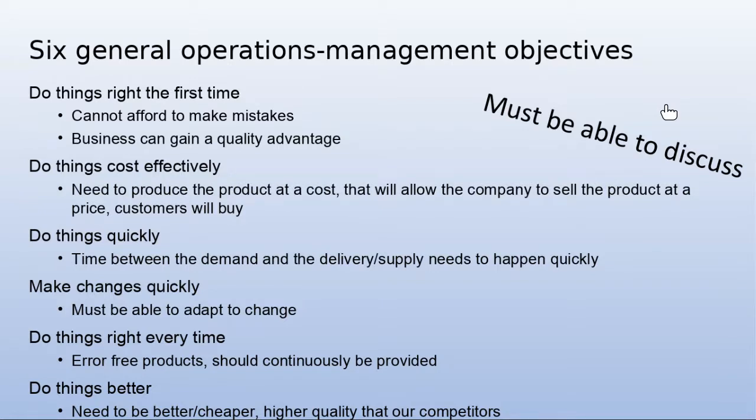The last one is that we need to do things better, because we want to gain that competitive advantage. And the only way to get a competitive advantage is to do things of a higher quality, faster, cheaper than our competitors. And that is the only way we're going to make profit and then achieve the competitive advantage.